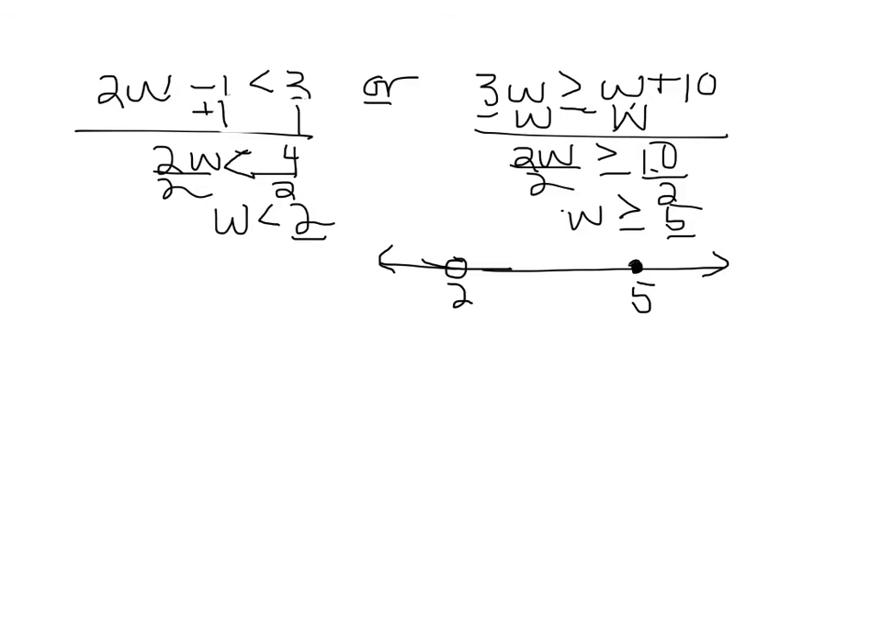W is greater than or equal to 5, which means it could be 5 or any number that's greater than 5. W also is less than 2, not including 2. And you will see that this is true. The disjunctions, and that's what these are called when it's connected by or, always have these graphs that go outward from two different numbers. So these concepts are pretty simple.